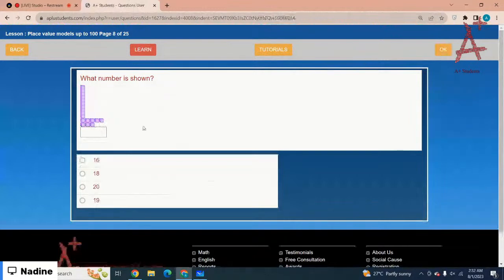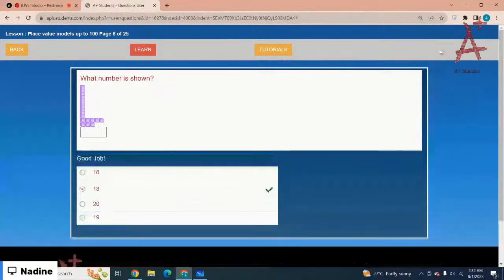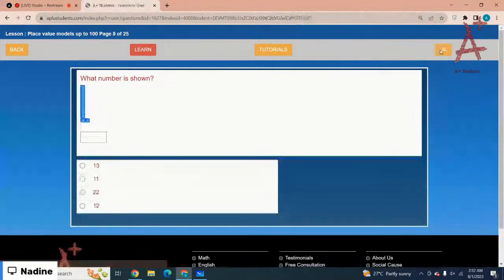Okay, what number is shown? Which is the correct option? You can see here you have just one ten, and the ones are 1, 2, 3, 4, 5, 6, 7, 8. That means you have 8 ones and 1 ten. So 8 ones and 1 ten would be 18, right? Okay, you can complete the lesson by yourself later today. Let's just move on to the next lesson.